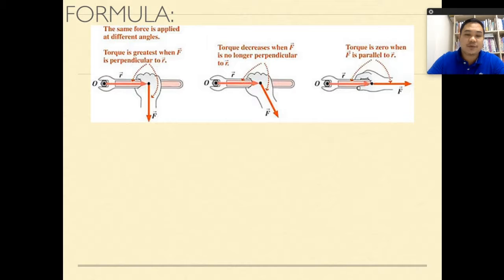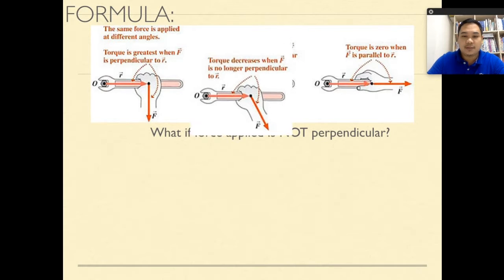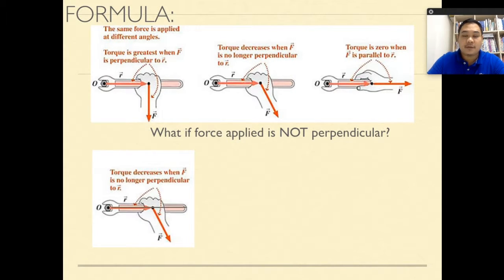Now, we have here the case wherein the force is perpendicular. Now, what if the force applied is not perpendicular, just like this case? Therefore, let's draw the diagram. We have here the force applied, and it has an angle. This is the F applied. Now let's look at the angle. So this will be our diagram.